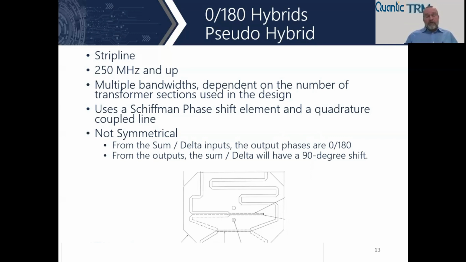TRM builds a lot of hybrids this way. A lot of our octave bandwidth 0-180 hybrids at higher stripline frequencies, from 250 megahertz up through 20 gigahertz, tend to be this configuration. Because this is a single quarter wave coupled line, the physical size of this is much more compact than what you get with the tapered line configuration. So therefore, there are a lot of applications where you want a good 0-180 hybrid working in only one direction, while being a little tighter on space. Very often we will go with this sort of configuration.